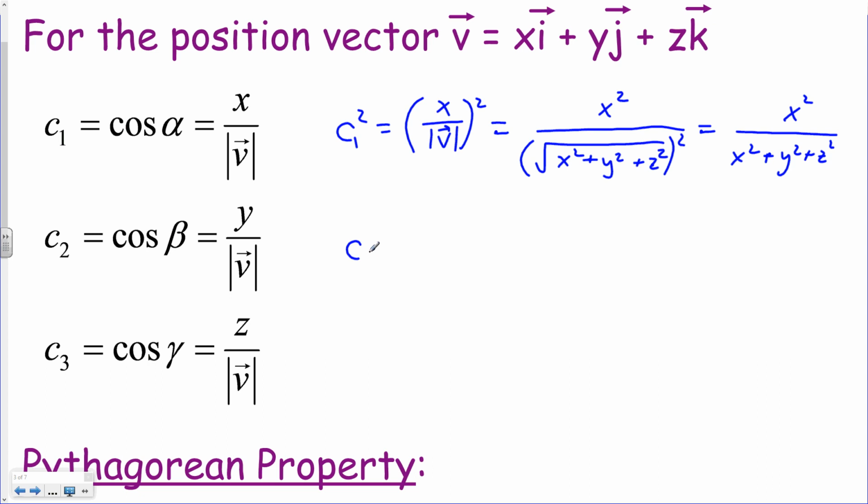We can do the same thing for C2 if we square it. Going through the same process, you're going to end up with y squared divided by x squared plus y squared plus z squared. And finally, if you take C3 and you square it, you're going to get z squared divided by x squared plus y squared plus z squared.